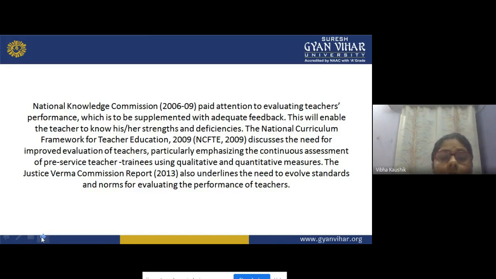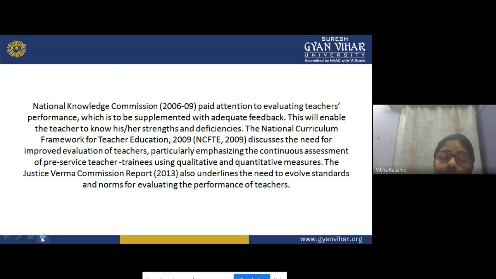The National Curriculum Framework for Teacher Education 2009 (NCFTE) discusses the need for improved evaluation of teachers. Now the previous commissions, what they were focusing on, that a teacher appraisal should be there. We should evaluate the teacher's performance. But what NCFTE said, that there is a need for improvement in evaluations of teachers.